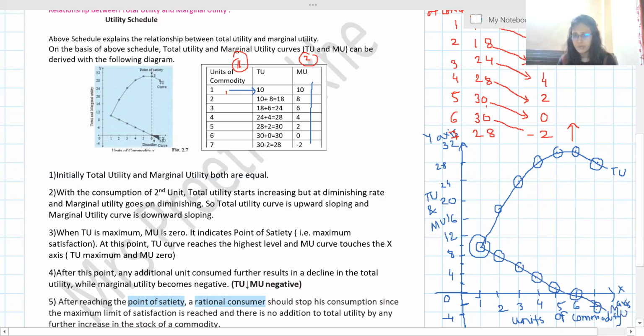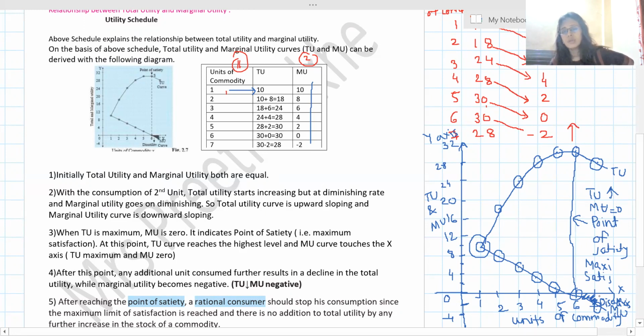Label it immediately. This is called disutility. Label all of this. And here is your highest satisfaction, that is at the sixth unit. It should come straight. It has not come. I have not drawn it properly. This point is called your point of satiety. And point of satiety means maximum satisfaction, where TU is highest and MU is 0. Remember this point. After that, TU starts falling and MU goes in the negative quadrant.